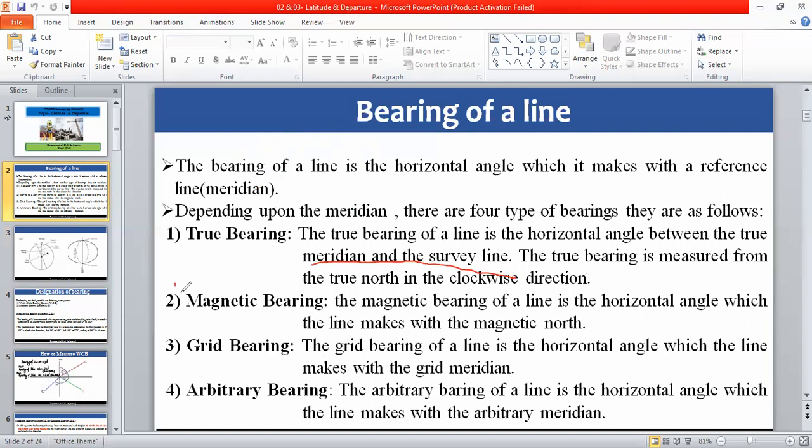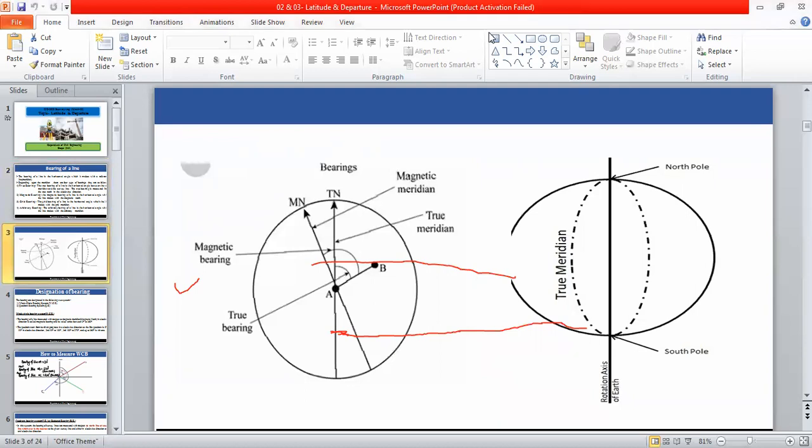Now the second term is magnetic bearing. The magnetic bearing of a line is the horizontal angle which the survey line makes with the magnetic north. So we will see this in the figure. So here we can see that this is our magnetic north. This is our survey line, AB. So the angle formed from magnetic north to the survey line is called magnetic bearing. Alright. So these are the two important bearings that we will need to study.